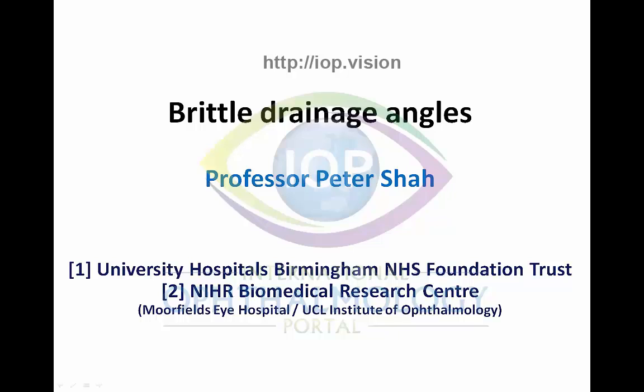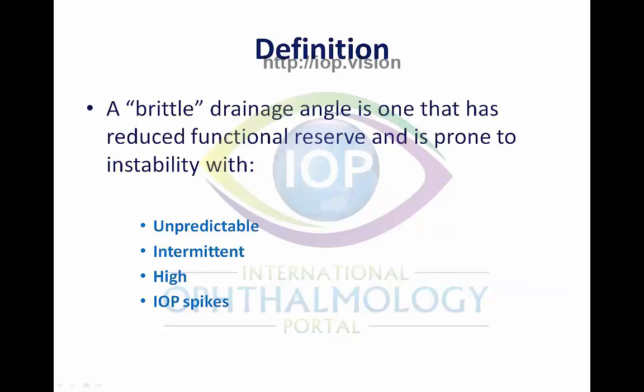This lecture introduces the concept of brittle drainage angles. A brittle drainage angle is one that has reduced functional reserve and is therefore, as a consequence, prone to instability with unpredictable, intermittent, high intraocular pressure spikes.